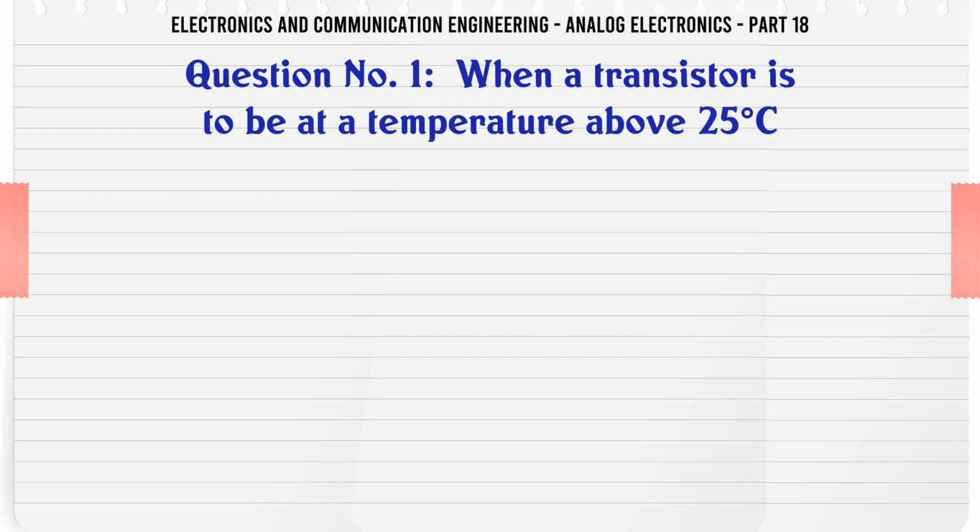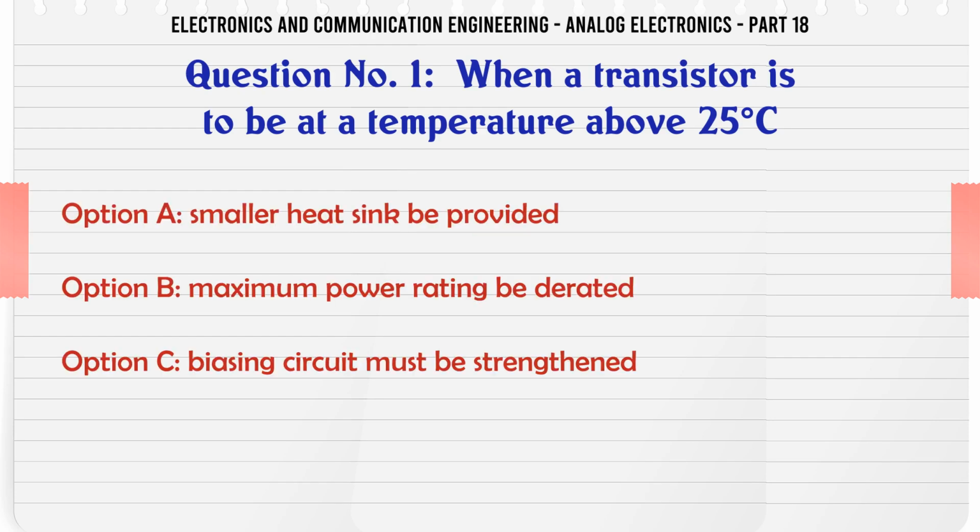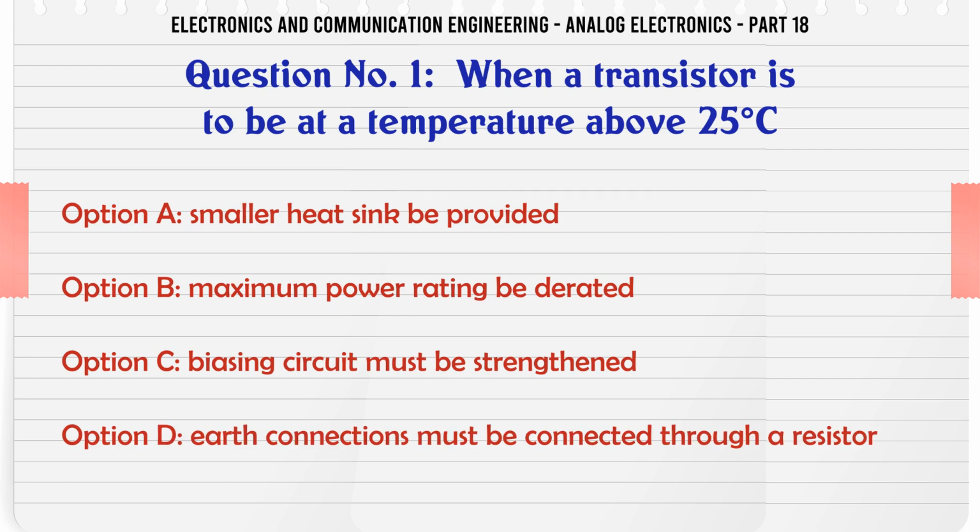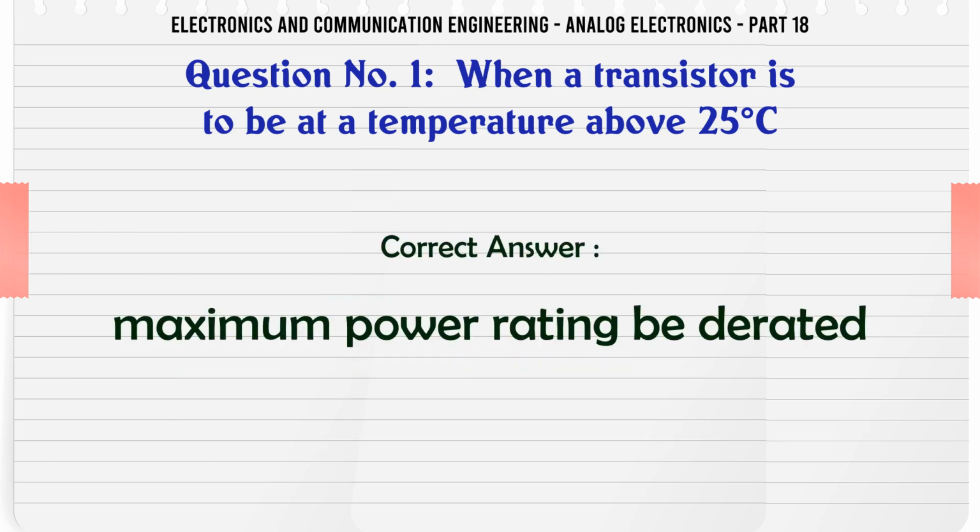When a transistor is to be operated at a temperature above 25 C, A. a smaller heat sink must be provided, B. maximum power rating must be derated, C. biasing circuit must be strengthened, D. earth connections must be connected through a resistor. The correct answer is maximum power rating must be derated.